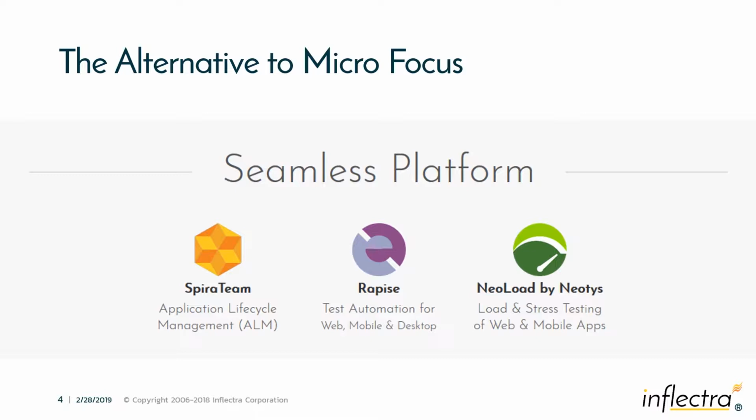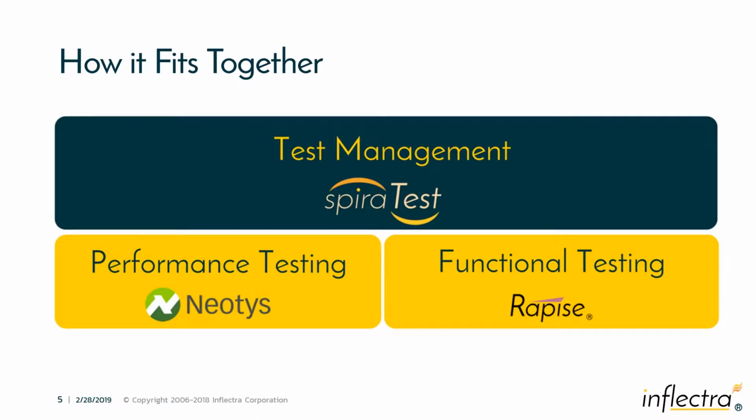So the question you might ask is, how does this all fit together? Well, this is how it does. So SpiraTest or SpiraTeam from Inflectra, that's the test management platform. That's where you can manage your requirements, your test cases, your defects, and all of the test processes. It also provides you analytics and reporting. You can then tie in Rapise for functional testing. And lastly, you can then tie in Neotys' NeoLoad tool for performance or load testing.